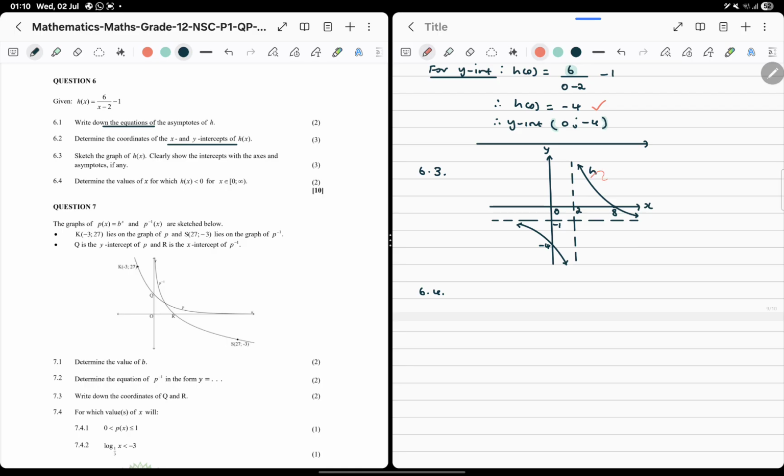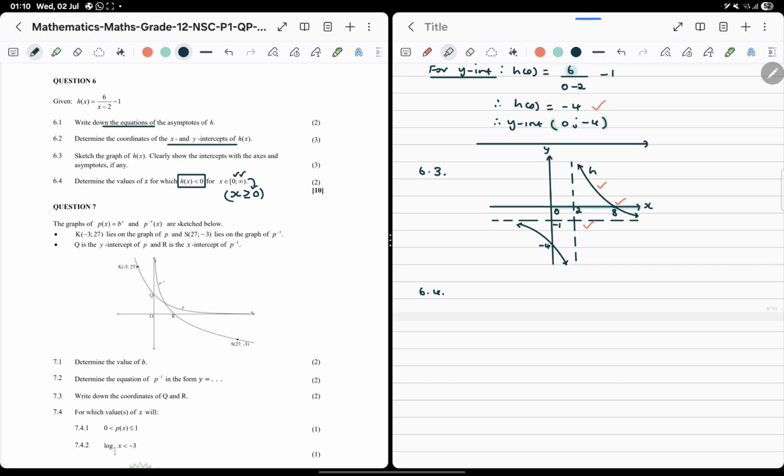So 6.4. Okay guys, how do we score marks here? Shape, any one of the intercepts and one of the asymptotes. Good. Determine the values of x for which h of x is less than 0 in this interval. So this is basically x less than or equal to 0. So this is what this translates to. So this means we're looking in this region.